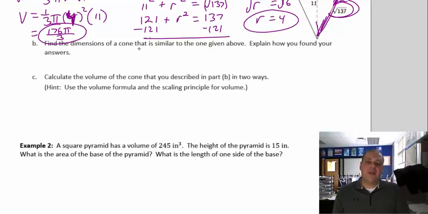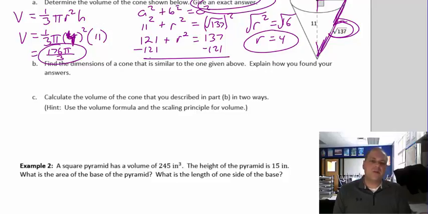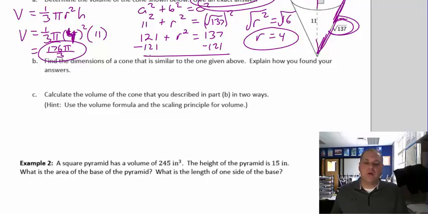Find the dimensions of a cone that is similar to the one given above. So a similar cone, and we talked about this before, all you have to do is have some kind of ratio, right? So we're going to just multiply the radius and the height by 2 or 3 or whatever. So let's just make a new cone. All right, so let's say the new cone is double the height and double the radius. So let's say R is going to equal 8 now, right? And then the H is going to equal 22. If we double the radius, we'll double the height.